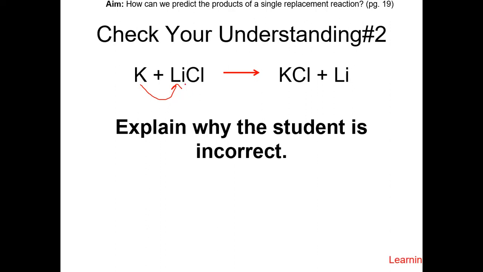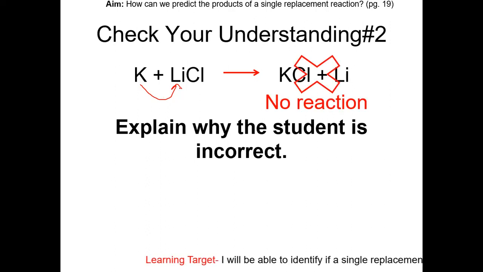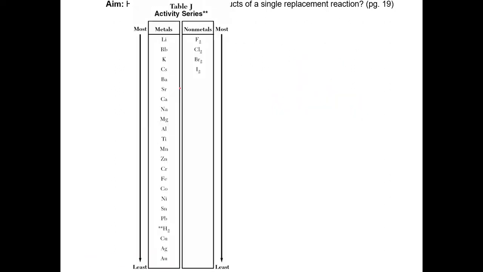It is because if you look at table J, lithium is higher than potassium, is more active. Therefore, potassium cannot replace lithium. Therefore, there's no reaction in this single replacement reaction. It is not spontaneous. So by looking at table J, we can see that lithium is more reactive than potassium.